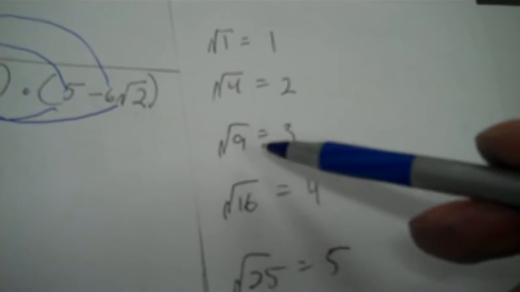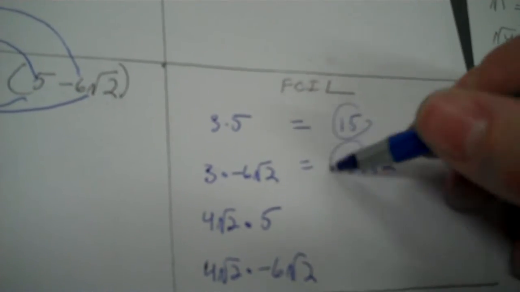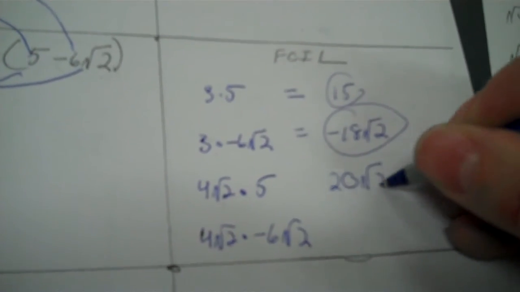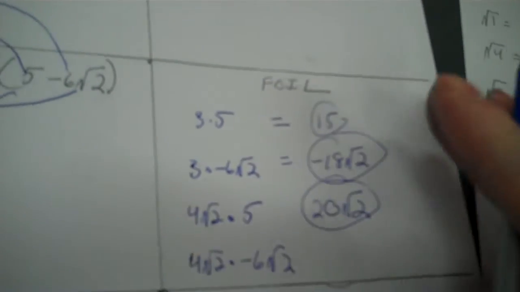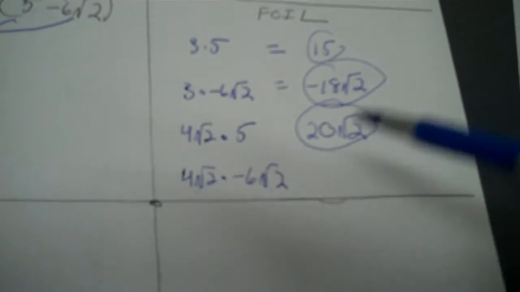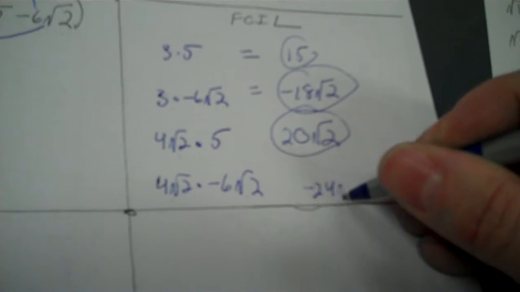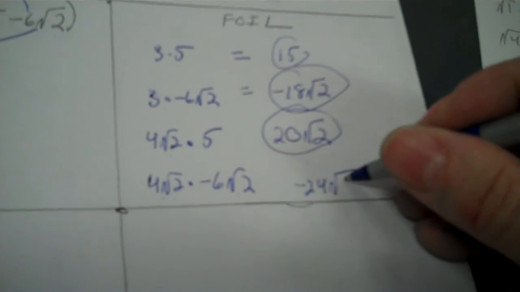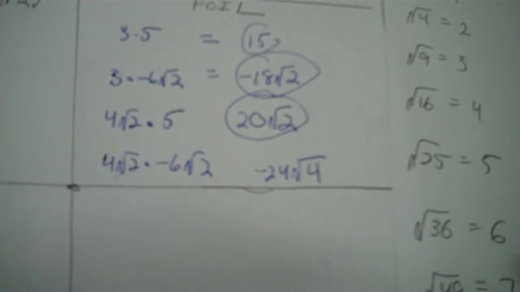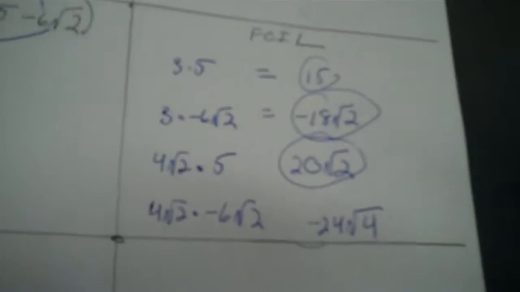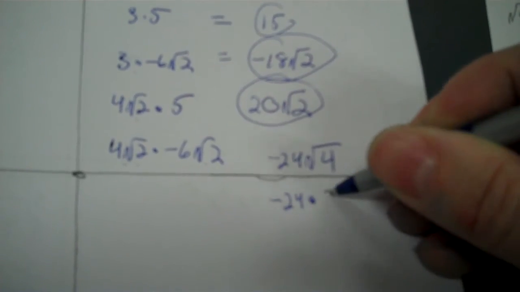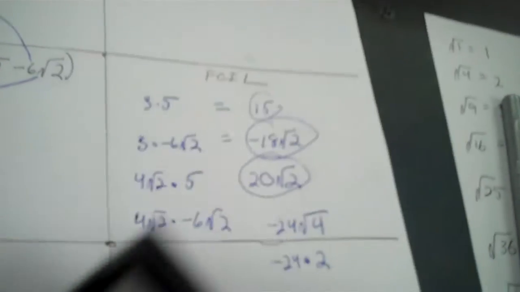Now, is 2 on this list? No, it's not, so I'm good to circle it. 4 times 5 is 20, and I put a radical 2. We already know that's not on the list, so I'm good to circle that. Now, 4 times negative 6 is negative 24, but I make a radical, and I got to multiply the numbers in the radical. I got to take 2 times 2, and that's 4. So there's a square root of 4 here. Yep, that equals 2. So I rewrite that as negative 24 times 2. Negative 48.